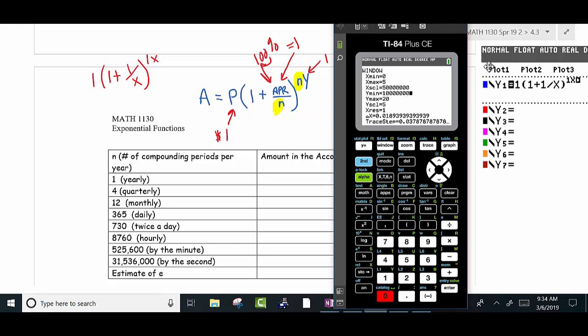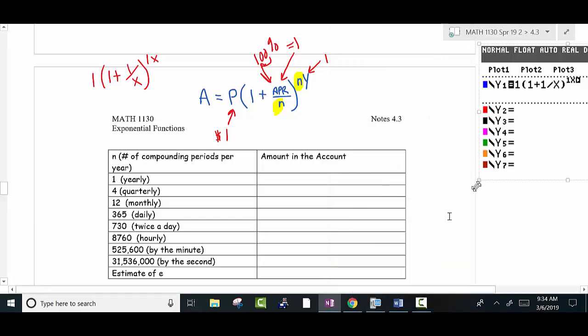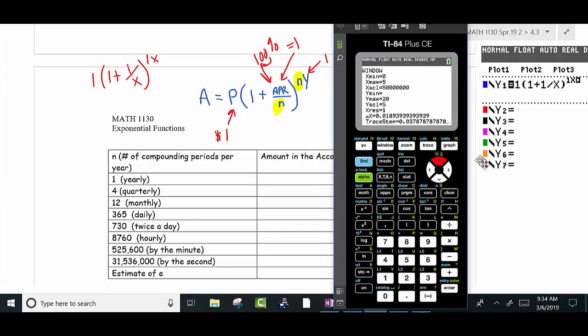Yes? You've got it on the scale. I see what I did. I goofed up. The scale on the x needs to be 1. My calculator is stuck. Let me try this and see if it'll get back to normal. There we go. Okay, so scale of 1.